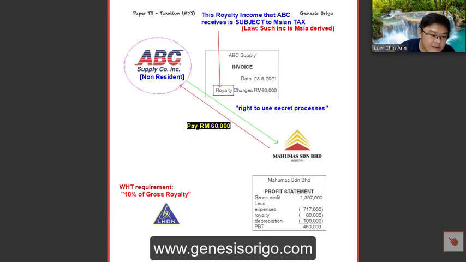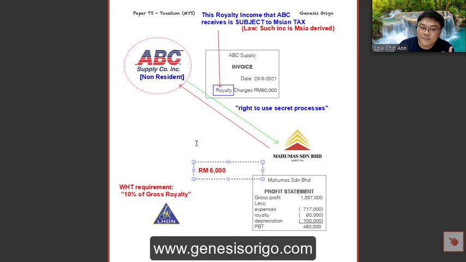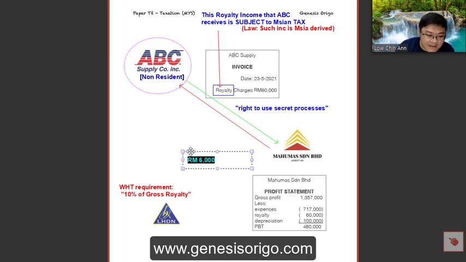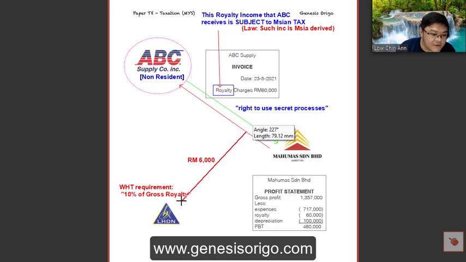So instead of just giving 60,000 to ABC, the amount is still 60,000. But instead of giving 60,000 to ABC, you will have to do this: you take 6,000 out. Why 6,000? Because it's 10%. So you just take 10% of that 60,000, take 6,000 out, and then you give it straight to the Inland Revenue.